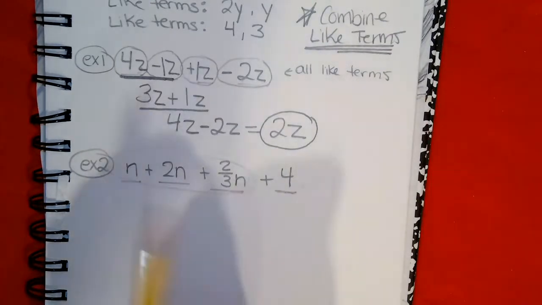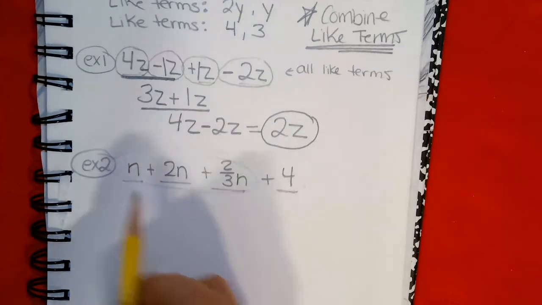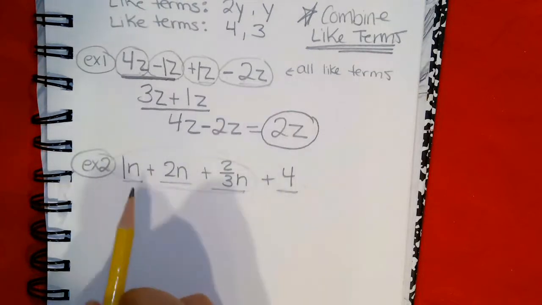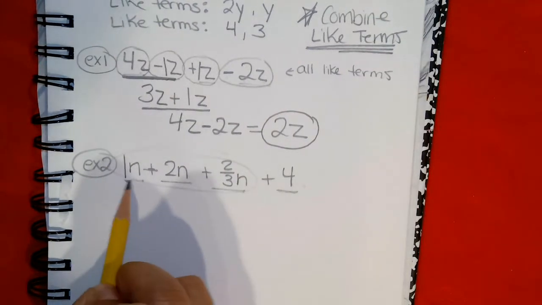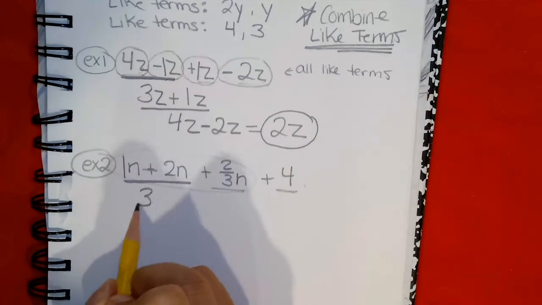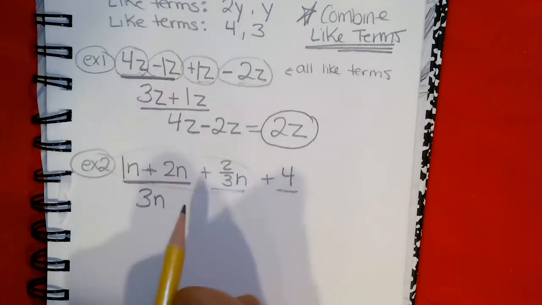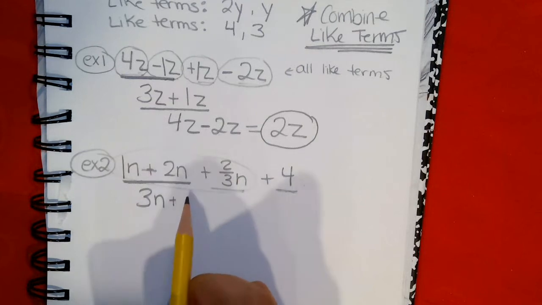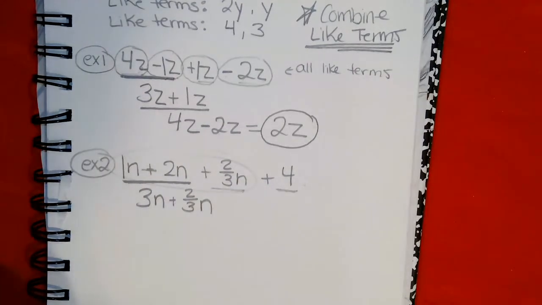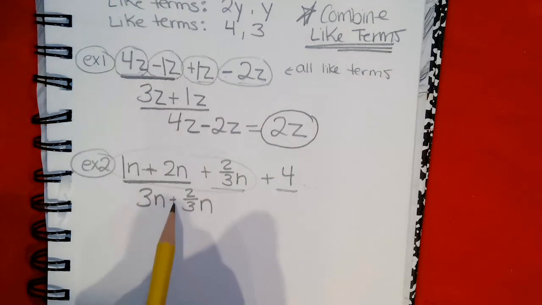Okay, so I'm going to do the same thing. Well, let's start over here. I have n, that represents 1n. So what is 1n plus 2n? That's going to give me 3n. So now I have 3n plus 2/3 n. What is 3 plus 2/3?